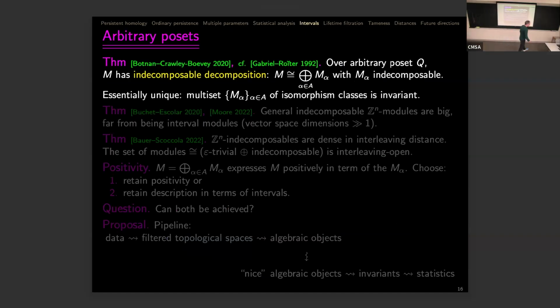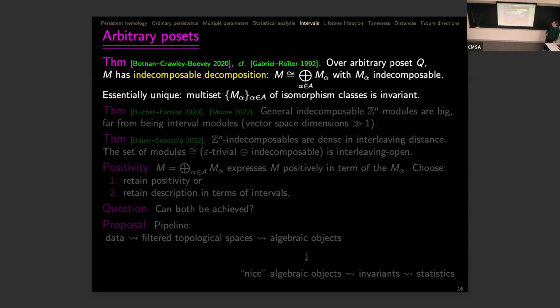So let me summarize what's going to happen on this slide. It's going to say that over an arbitrary poset, every module is a direct sum of indecomposables, but the indecomposable modules don't have to be intervals anymore. In one parameter, the indecomposable modules are all intervals like this. So you take an indecomposable decomposition, you have an interval decomposition. In multiple parameters, they always have indecomposable decompositions, but those indecomposables don't have to be intervals.